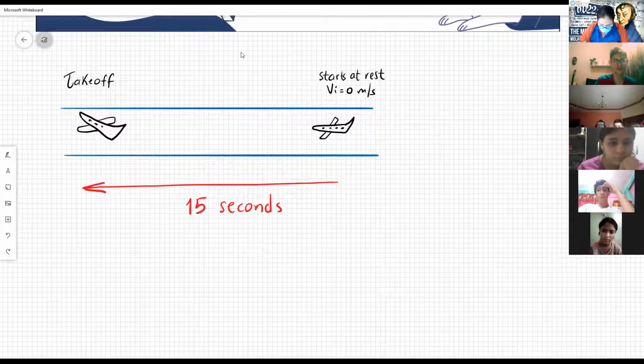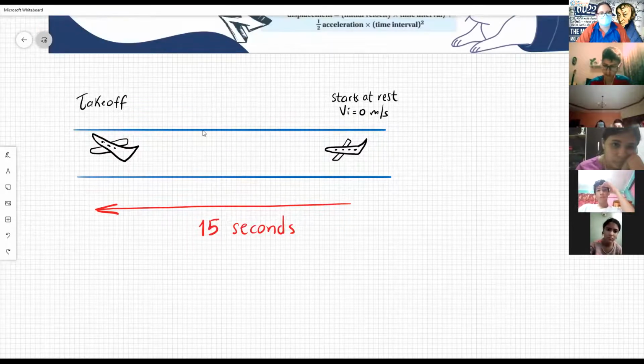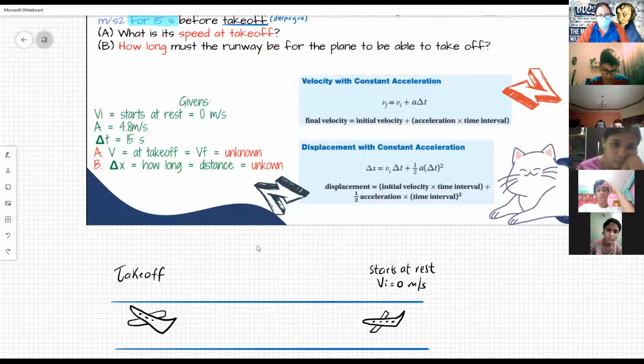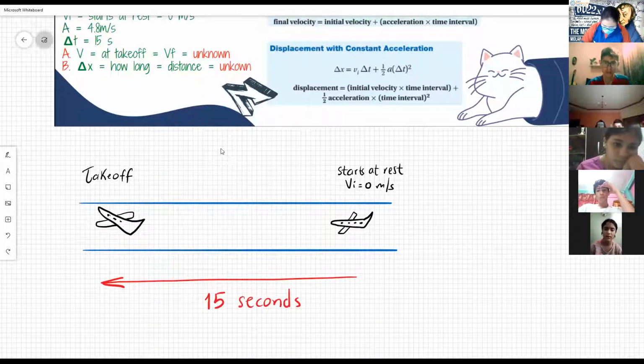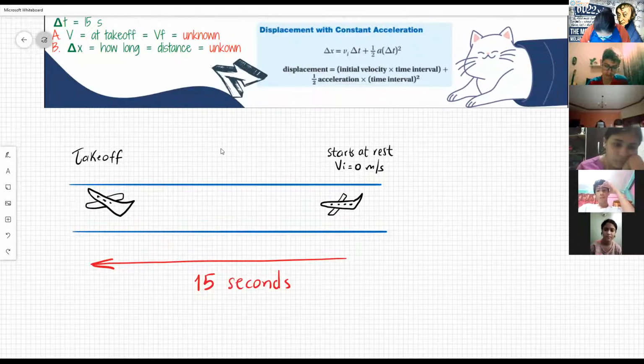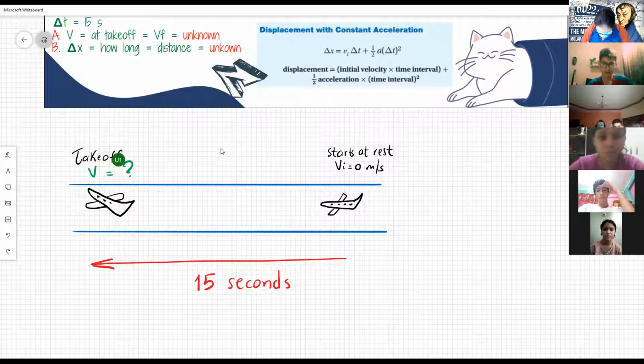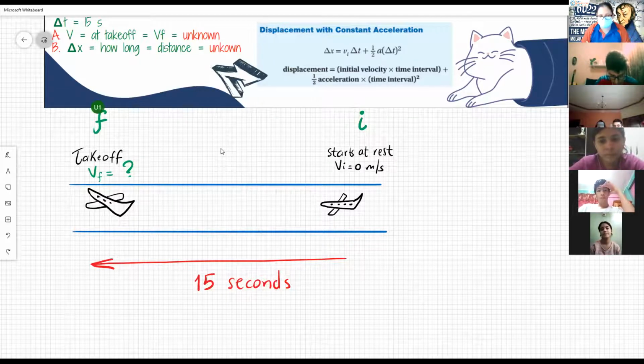So, what is the problem asking me to find? In part A, it says, what is the speed at the takeoff, okay? So I need to know the velocity in this point, at the takeoff. So this is my unknown. I'm going to call it final velocity, because this is my initial condition of the plane, and this is the final condition of the plane.